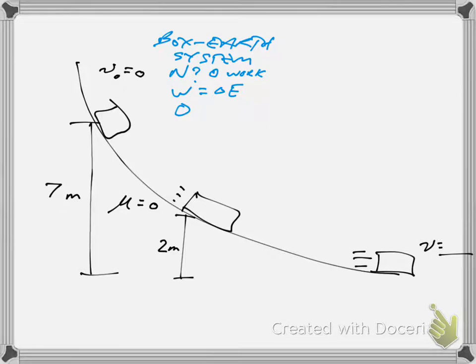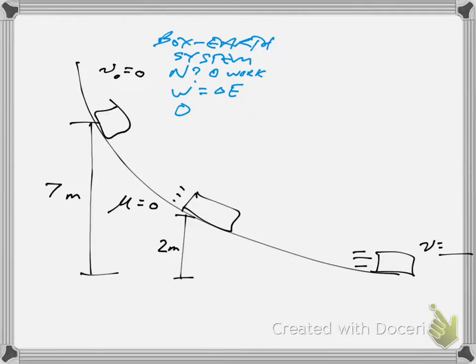There's a normal force, but notice, by definition, normal is perpendicular to the incline, and the displacement in this case will always be along the incline. So the angle between normal and displacement is going to be constantly 90 degrees, and cosine of 90 is 0. And so the normal force will still not do any work on this system.